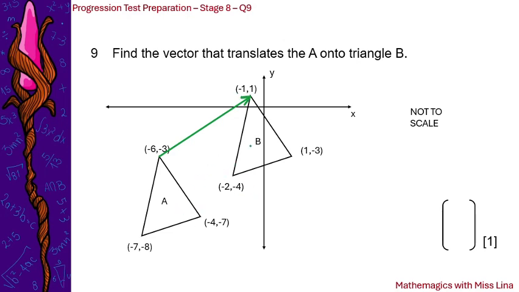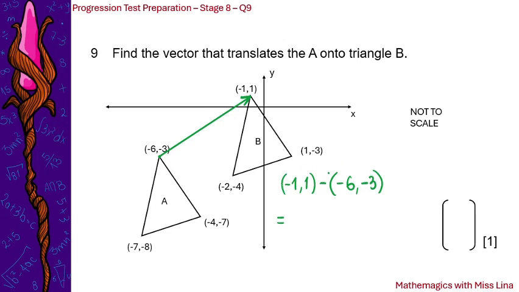So we could choose any pair of points in order to calculate the vector, because this vector is going to be the same for all of the points. Notice, it's the same vector here, and it's also going to be the same vector here. Remember, the final point is the first one that you would write, (-1, 1), minus the initial point, which is (-6, -3). And we do this operation, x with x and y with y.